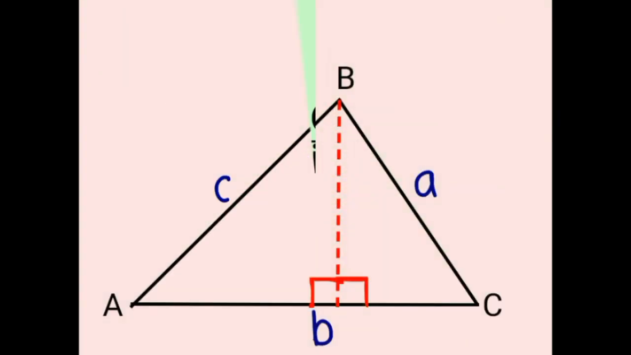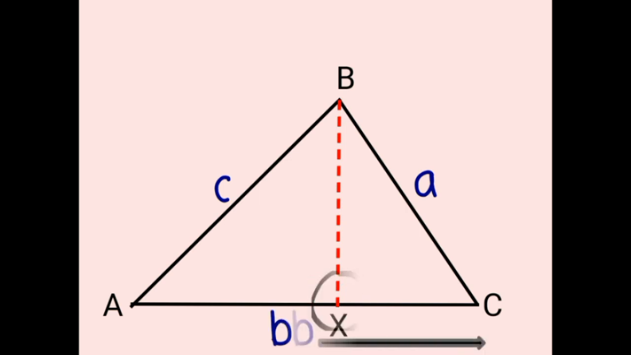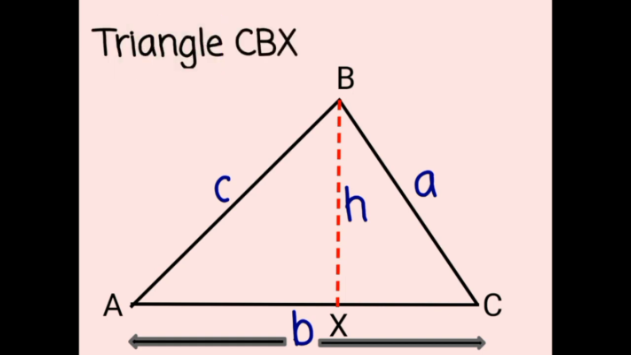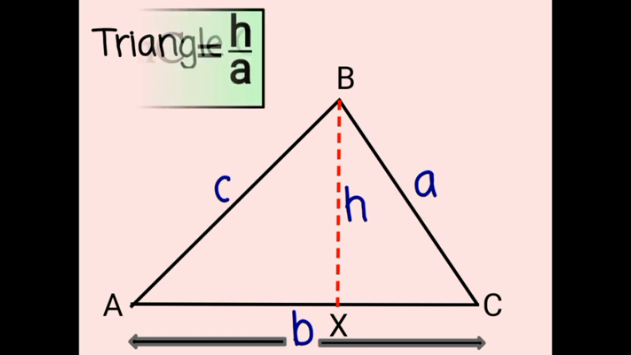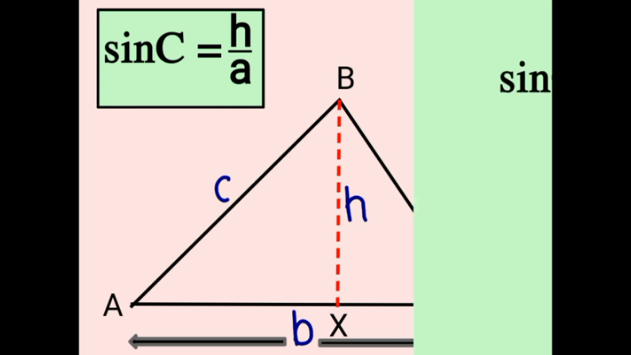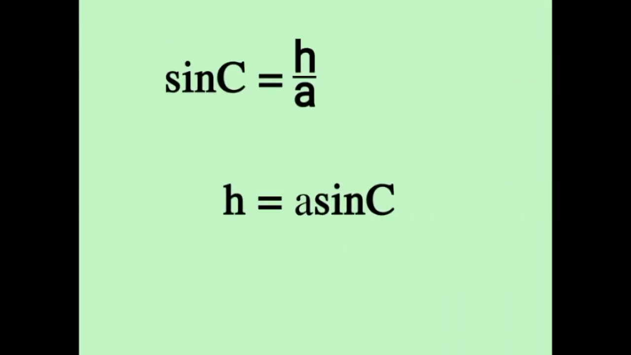So again, the triangle ABC can be split into two right angle triangles. Now let's label this point X. Let's say the length of BX is now h. In the triangle CBX, the hypotenuse is a. Here we can use the sine ratio to find the angle C. So sine C equals h over a. Rearranging this gives us h equals a sine C.